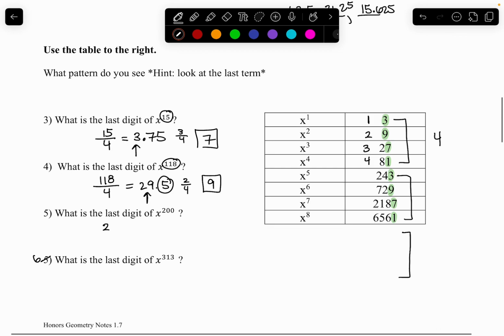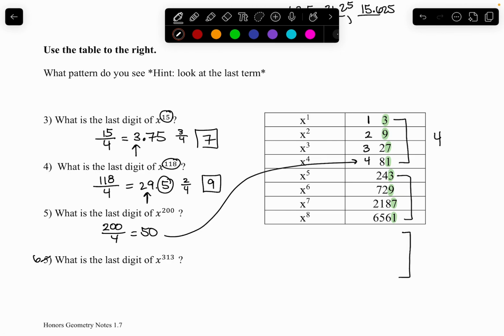All right, and then we've got 200, so we're going to divide that by 4. I think that's going to give me a whole number. 200 divided by 4 is 50, which means that I'm going to make it 50 ways through my pattern, and I'm not going to have anything left over. So what's the last number in our pattern? That last number in our pattern is 1.